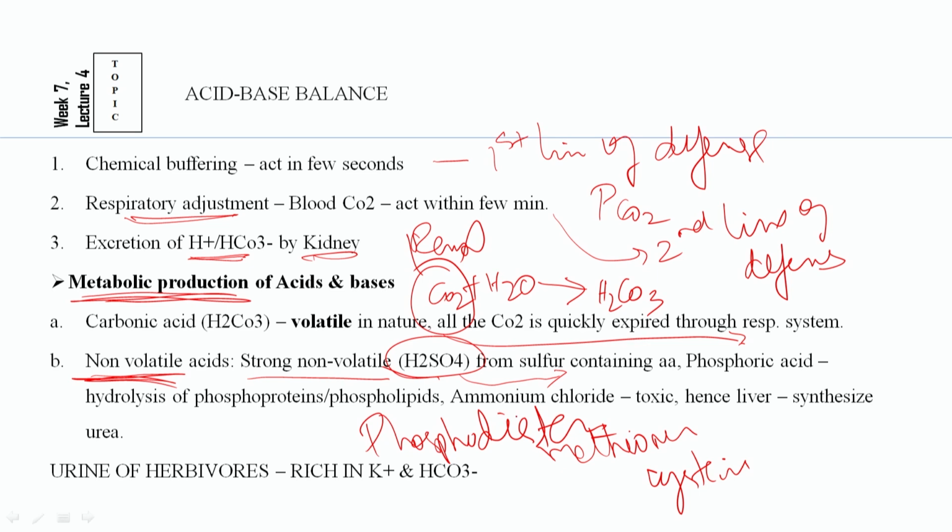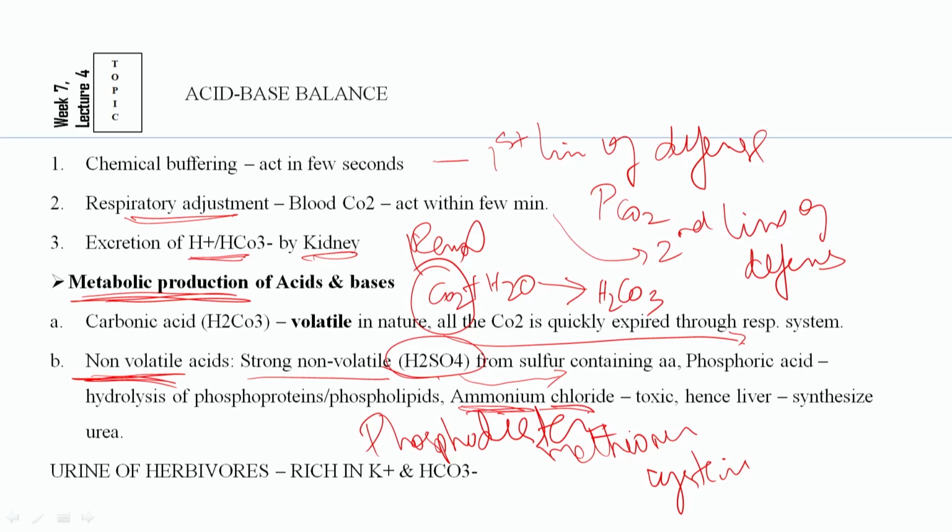Then third is ammonium chloride. Ammonium, we have seen in the last class, is highly toxic, so it will be converted into less toxic substances such as urea, and uric acid in the avian renal system. So the ammonium chloride, as you see here also, is toxic, hence it goes to the liver where it is synthesized into urea, which is a less toxic substance. Now the next is the urine of the herbivore. The nature of herbivore urine is that it is rich in potassium ion as well as bicarbonate ion, in general.